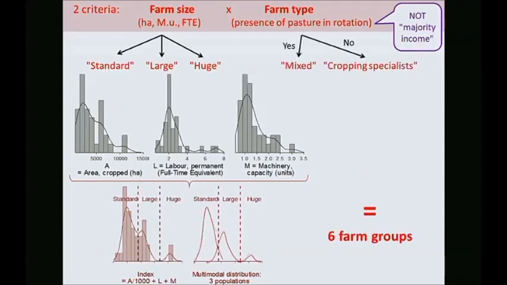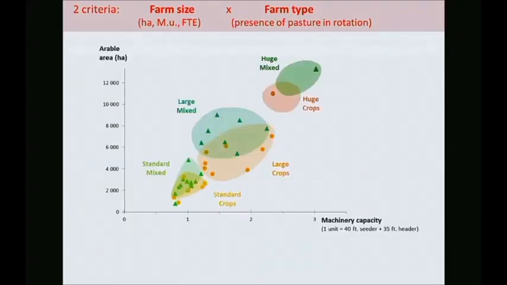So either you are a mixed farmer or you 100% crop. And that leads us to 6 farm groups. I found this was the best way to represent them.